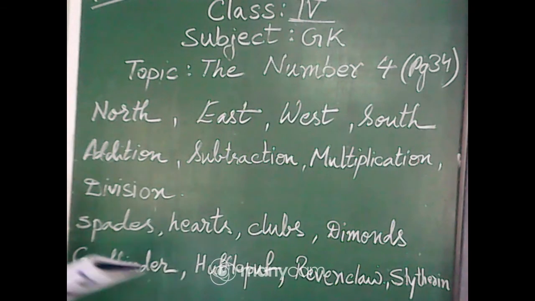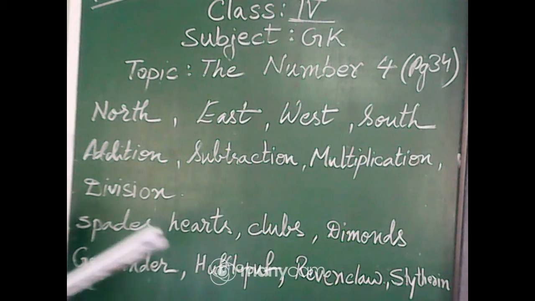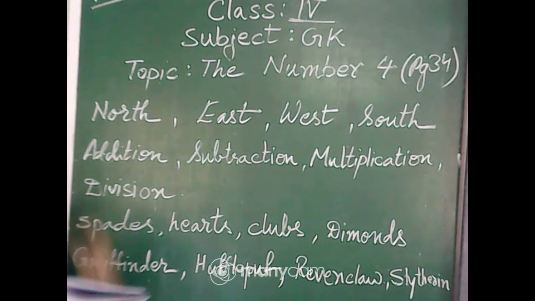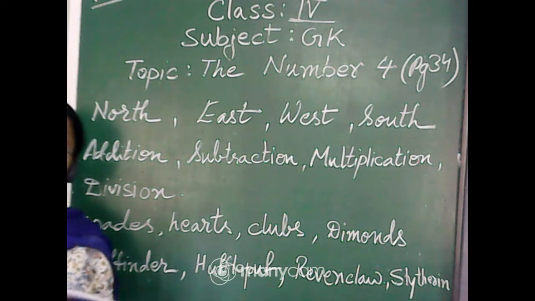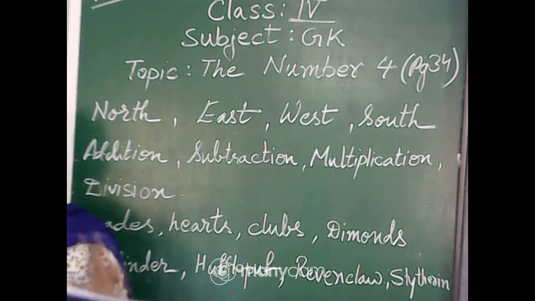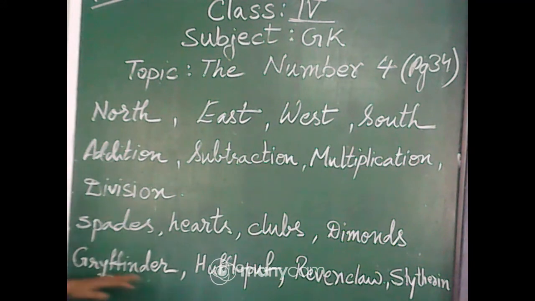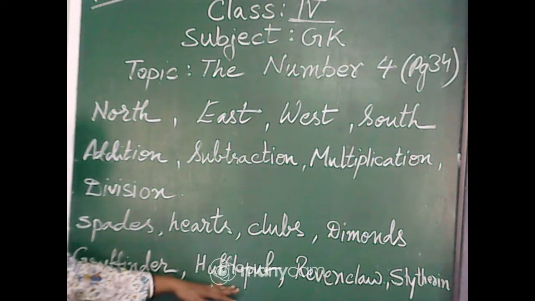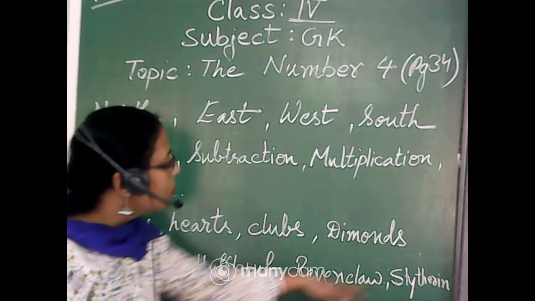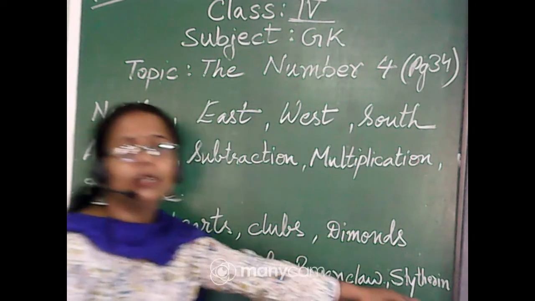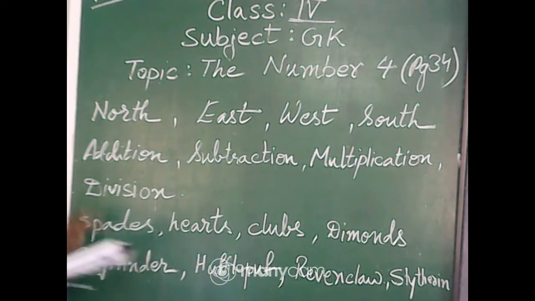Next comes the houses of Hogwarts. This is related to the Harry Potter novel, the 7 series of Harry Potter novels, and there were 4 houses, that is Gryffindor, Hufflepuff, Ravenclaw and Slytherin. Okay, these are the 4 houses.